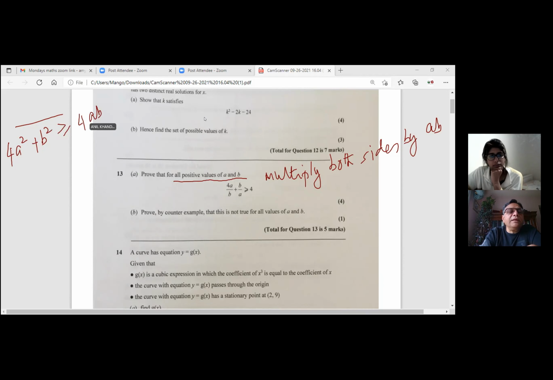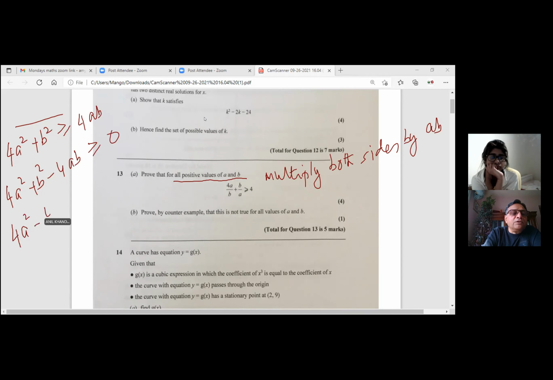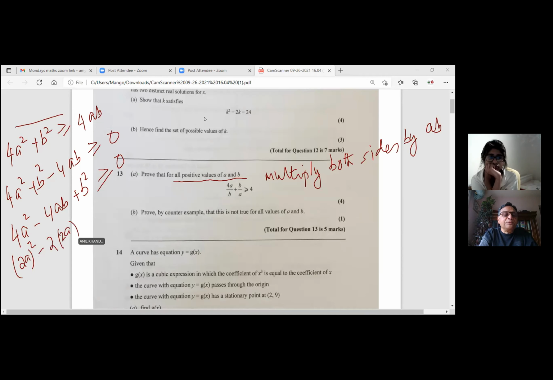Now you can bring 4ab to the left side. So you get 4a squared plus b squared minus 4ab is greater than or equal to 0, correct? Bring 4ab in the center. Purposely, I'm taking one more step here to show you that we'll make this a perfect square, because when we say it is always true, that means we should have a perfect square on the left-hand side, correct? You can see that this is like 2a whole squared, minus 2 times 2a times b, that center term, plus b squared. Is that clear?